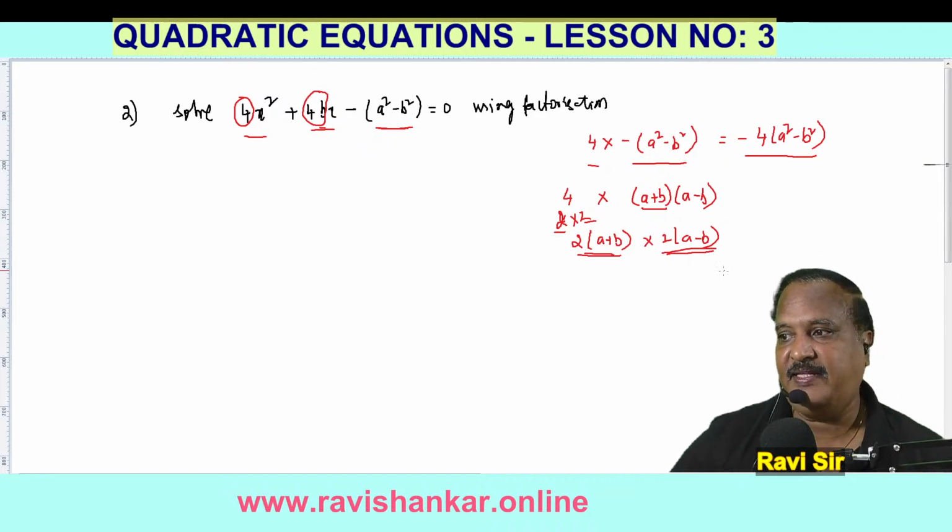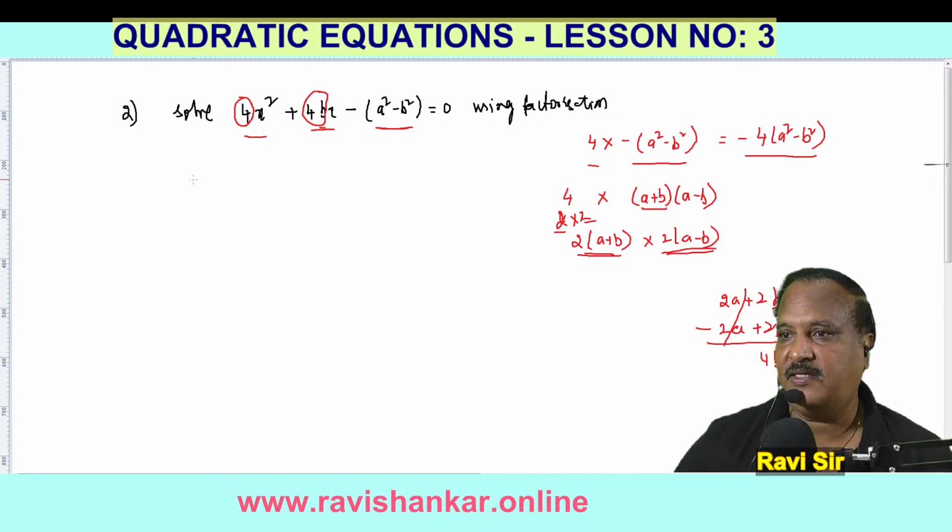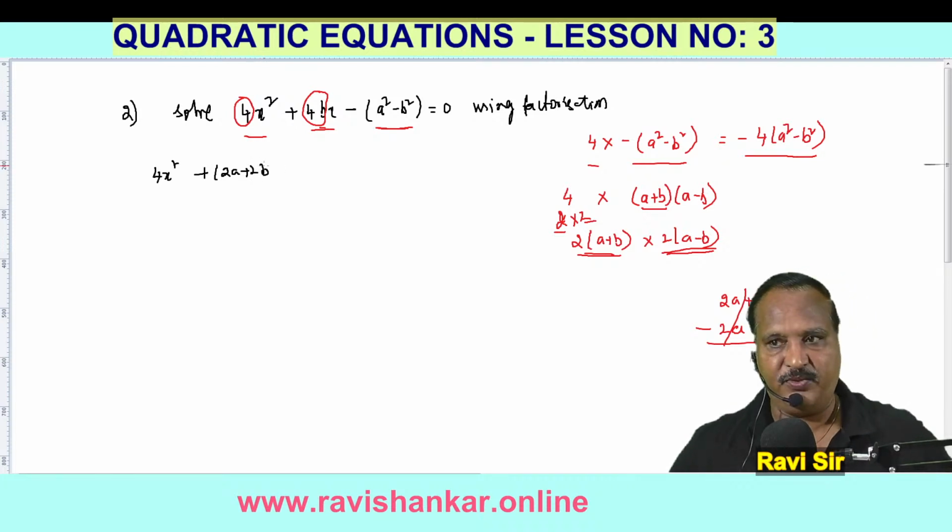Let me see whether I get 4b or not. So then these two I have to subtract. I will subtract it: 2a plus 2b minus 2a plus 2b. So then it cancels to 4b. Yes, we got it. So we have to split the middle term, 4x square. I will write 2 into a plus b only.